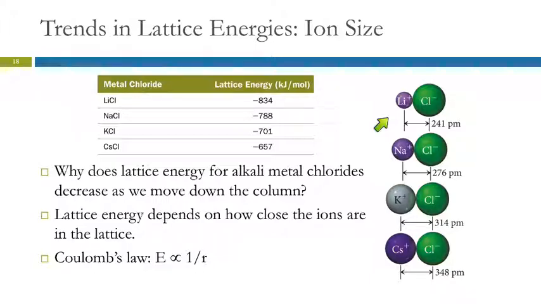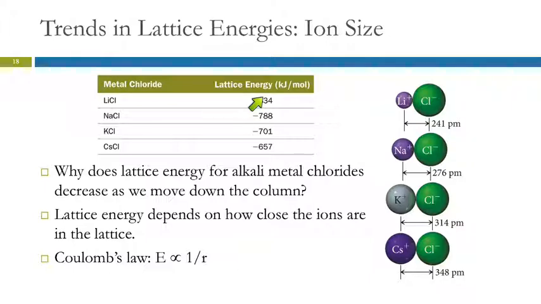We're comparing them, and all of these have chlorine, so the chloride part is staying the same. The only thing that's different is the size of the cation. When we look at the lattice energies, we see that the lattice energy for lithium chloride is larger than for cesium chloride, and there's a trend.